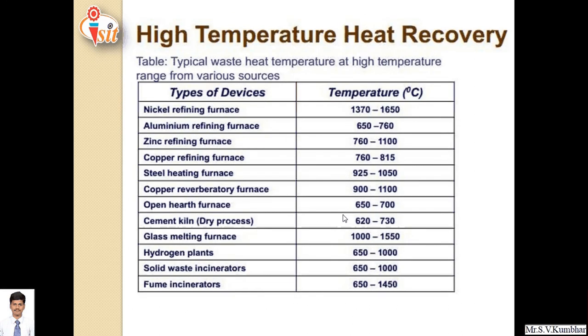This is high temperature heat recovery, with types of devices and temperature range. For nickel refining furnaces, the temperature recovery we can go for is 1370 to 1650. This is high temperature recovery. Similarly for aluminum refining furnaces, zinc refining furnaces, copper refining furnaces, steel heating furnaces, open hearth furnaces, and cement kiln furnaces. These are the high temperature heat recoveries which are generally obtained from furnaces.